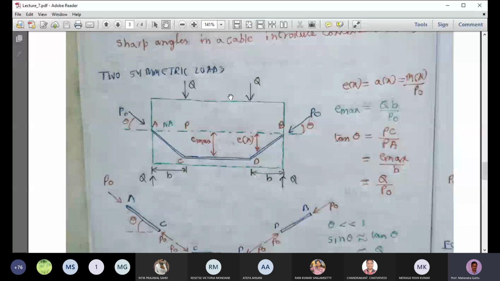And another analysis we'll do is for two symmetric loads. So this problem also we did yesterday, and we have load Q acting symmetrically, and this distance is B, and this distance of the right edge from the point load Q is B. So we have to lay out the cable profile in this way. It is similar to that bending moment diagram, but it is reversed. So that eccentricity e of x is M of x by P naught. And what is the maximum value for eccentricity? We have to find the maximum bending moment, which is Q times B. So maximum bending moment by P naught, so it will be QB by P naught.